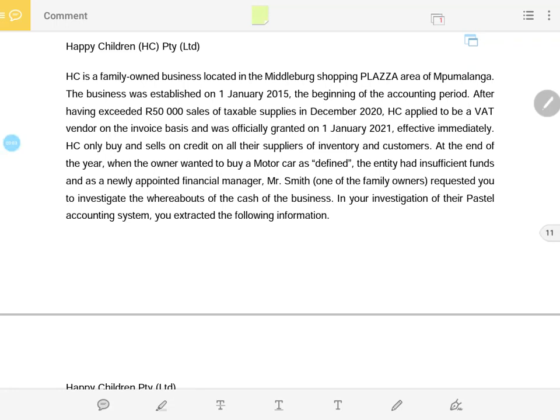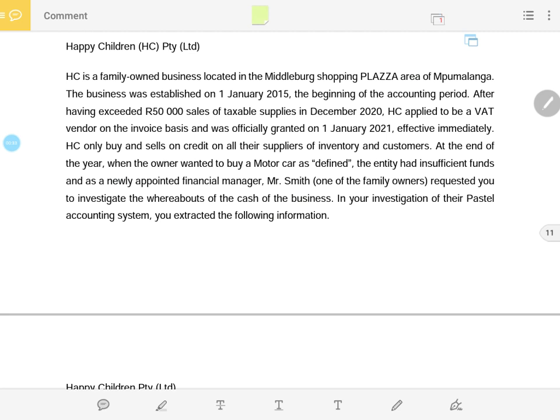Once again, I will be recording this exercise on the statement of cash flow, and I will be using the direct method. I will be recording another one on cash flow later on next week, which will be on the indirect method, where we also have to do the reconciliation note.